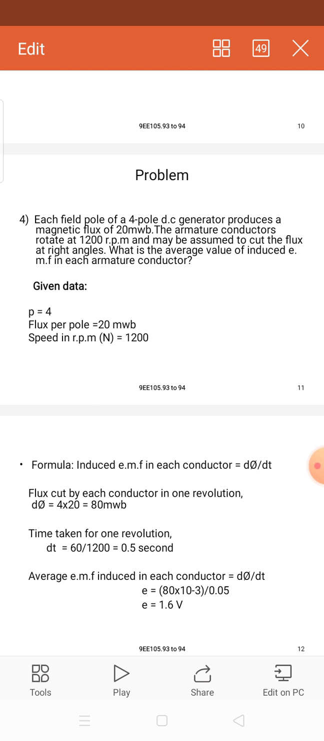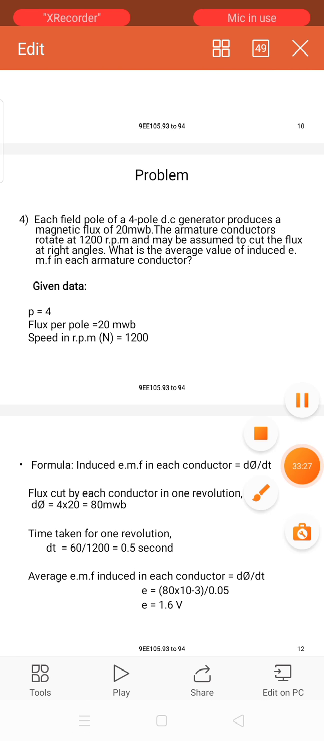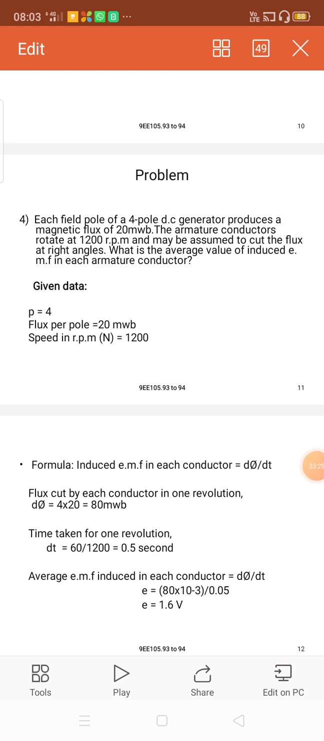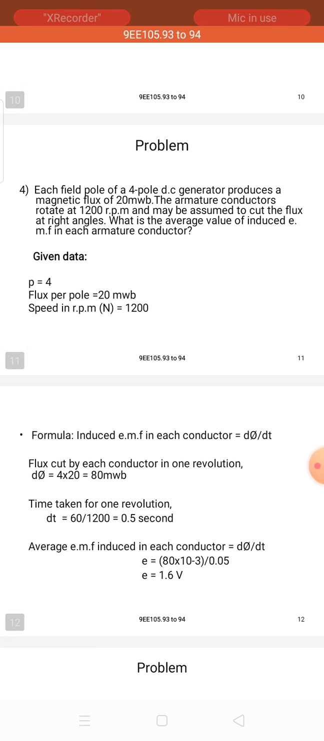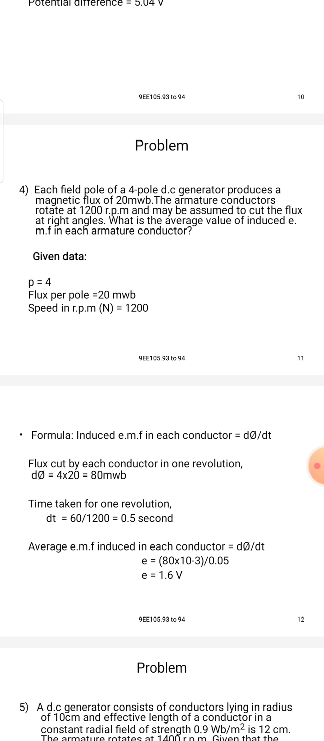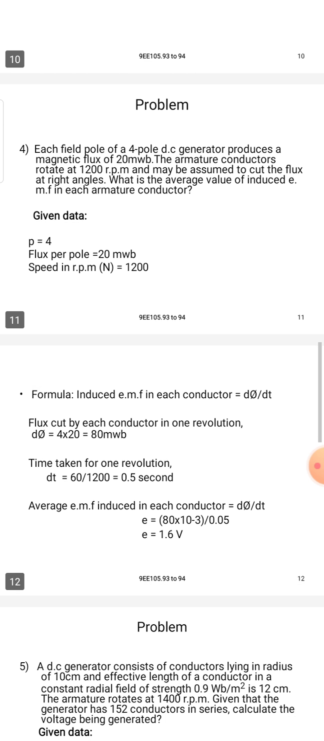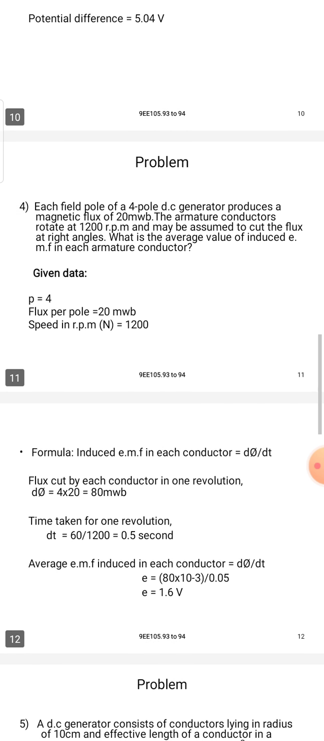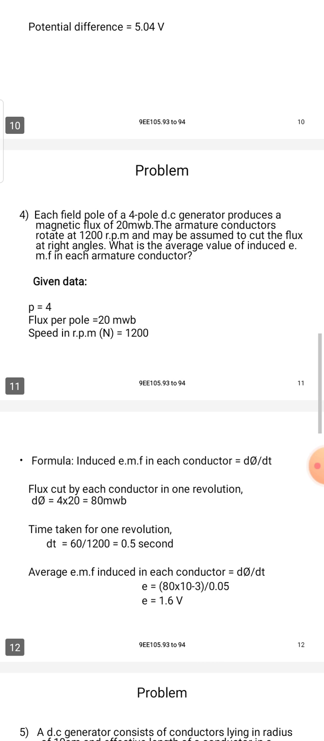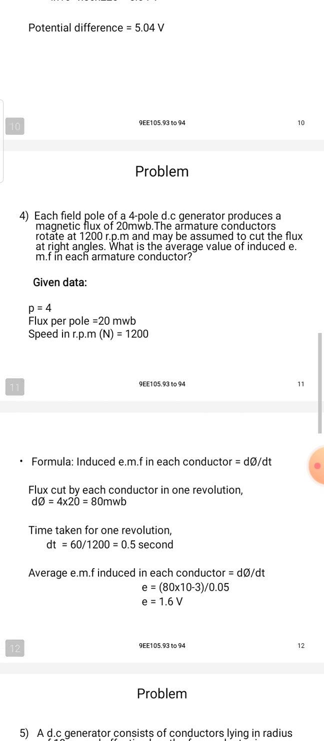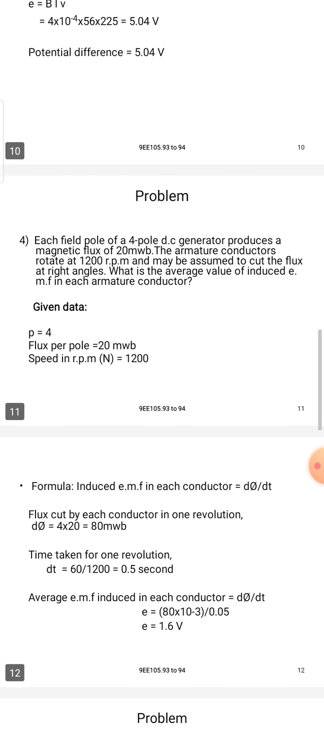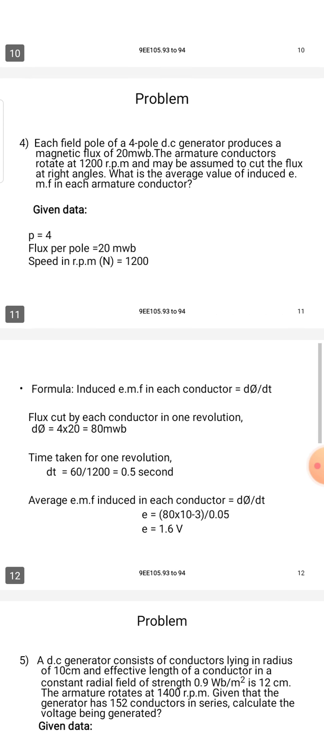You get the induced EMF is 1.6 volts. So in this model problem, you can simply solve using the formula: the induced EMF in the conductor is change of flux by change of time. So you easily get the answer for the dynamically induced EMF. That answer is 1.6 volts.